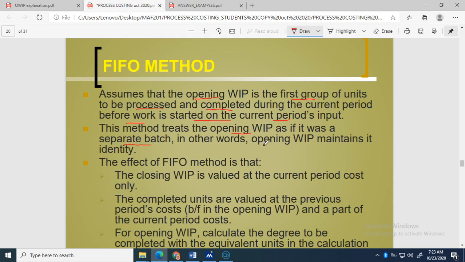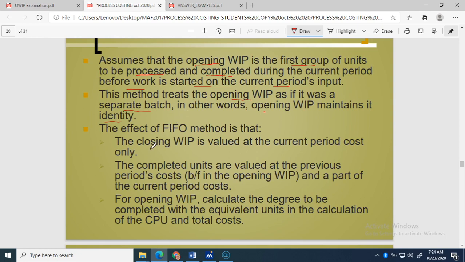In other words, opening work in progress maintains its identity because it was partly produced in the last period using last period's cost and partly costed in the current period. So what is the effect of the first in, first out method? The effect is that CWIP is valued at the current period cost. So the completed units are valued at the previous period cost, that means the balance forward in the opening work in progress and a part of the current period.